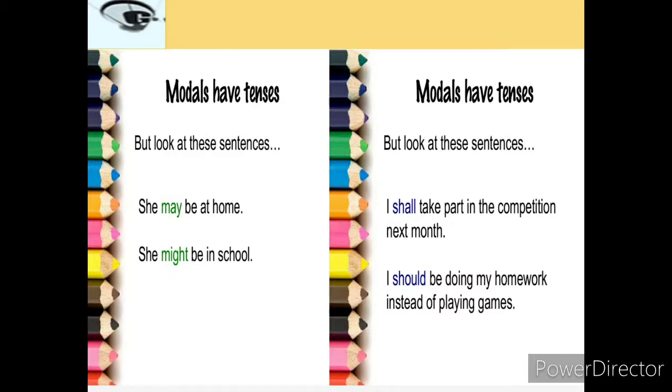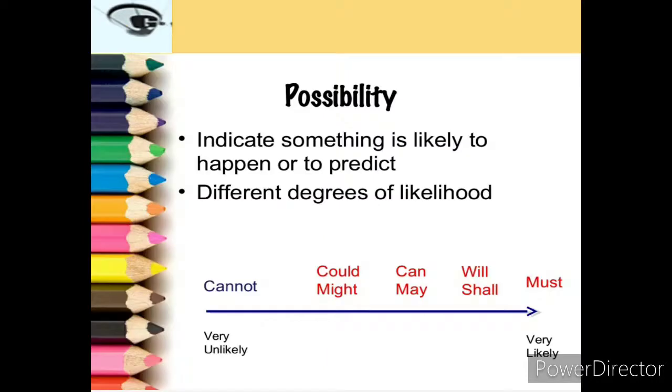I shall take part in the competition next month. Here we are talking about the future. So this is how we use tenses.